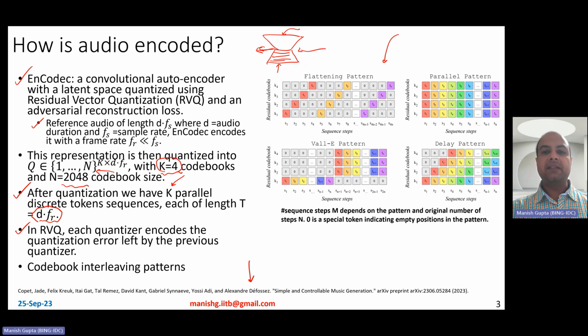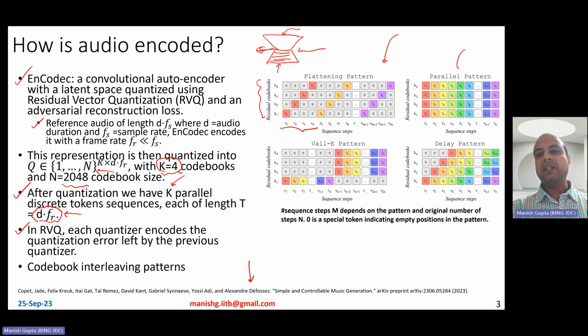For example, there is the flattening pattern, and this is sort of obvious. For every time point, d times fr being the total number of time points, you have 4 different codes, so you use 4 different sequence steps to represent them. So you have 4 different rows here because there are 4 quantized values, 4 codebooks, and then you represent them one after the other in the sequence. This means your overall sequence size is going to be 4 times T, because for each time step you have 4 sequence steps.